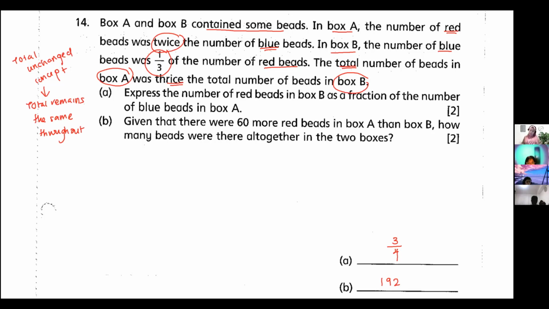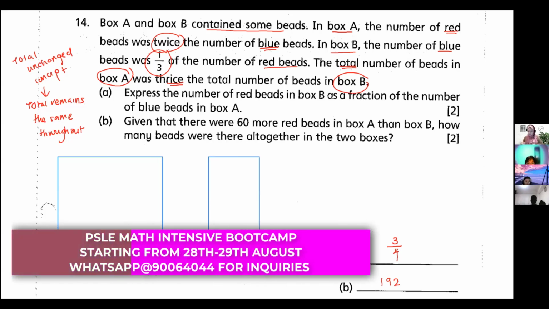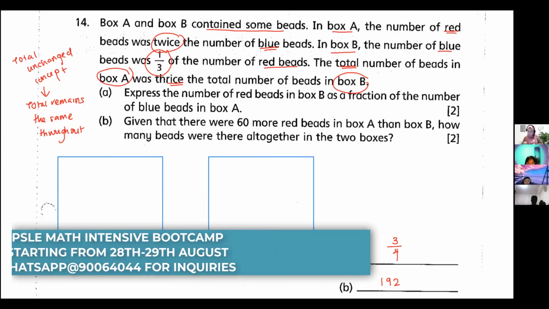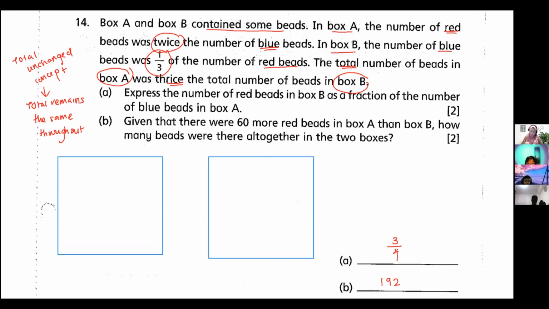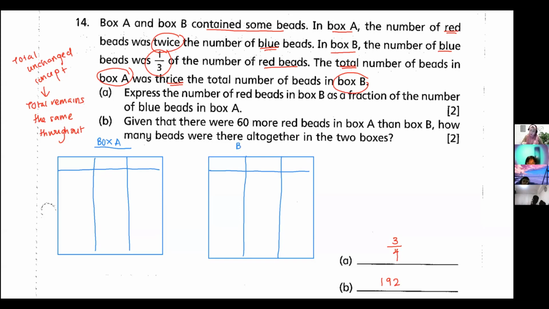Okay, now let's start with this. So we have the box A and box B. So what I'm going to do is draw out two boxes to represent box A and box B. One will be over here, my box A. Then another one will be over here for my box B. Okay, I'm going to cut up my box into three columns. Right, like that. And then I'm going to put in all the information. I know that this is my box A and this is my box B.